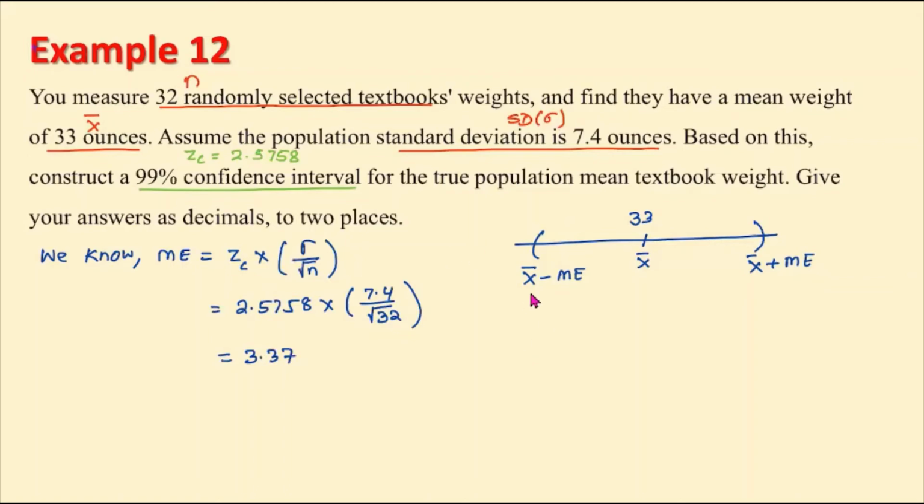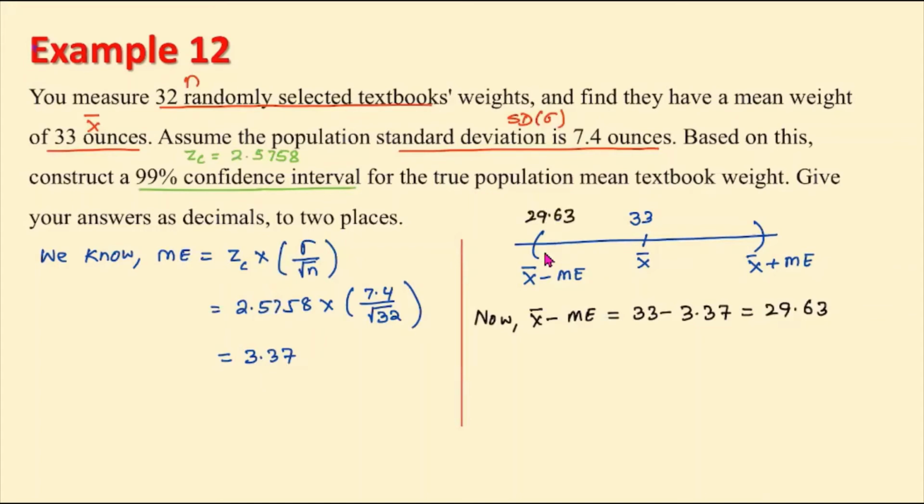So now we need to find the lower boundary and upper boundary. So let's work on that part. Now the lower boundary is the mean minus margin of error, which is 33 minus 3.37. If we subtract this, we get 29.63. That is the lower boundary that will go here, 29.63.